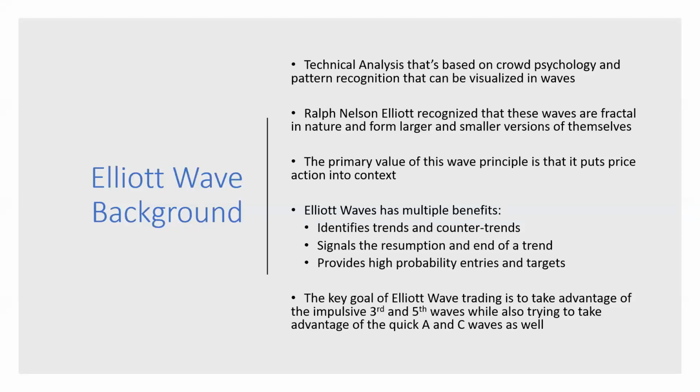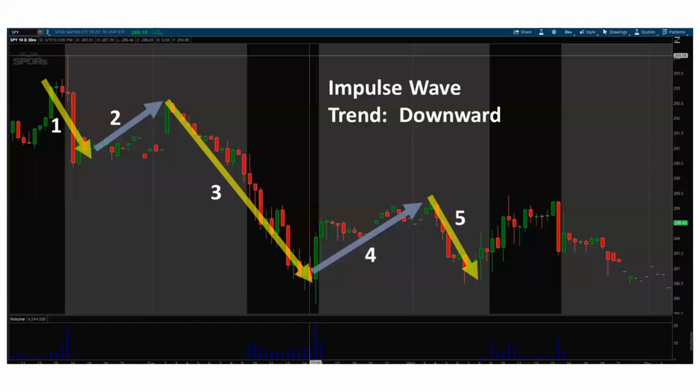So we're going to be focusing a lot on the 3rd and 5th waves and the A and C waves. So let's go ahead and start breaking the Elliott Wave down. So here's an impulse wave, just a downward impulse wave here. Again, we're going to keep it very basic, very high level.